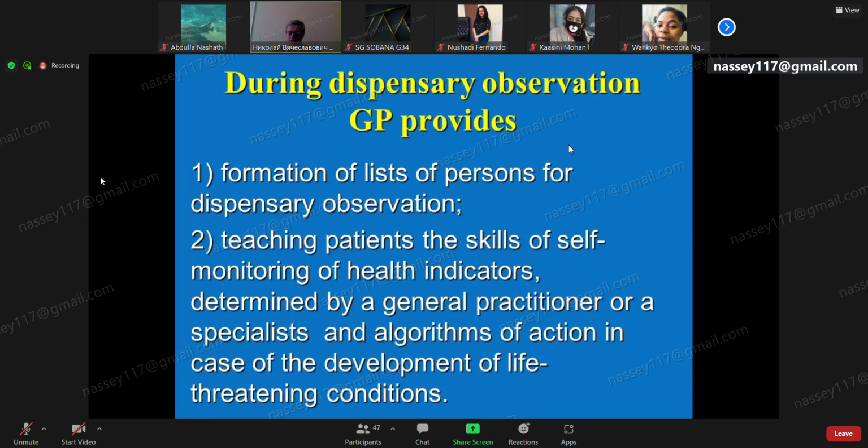Of course, this list, or some lists, should include differentiation of all patients into groups according to their diseases, as separate groups: patients with hypertension, a separate group for patients with diabetes mellitus, and one more group for patients with bronchial asthma.